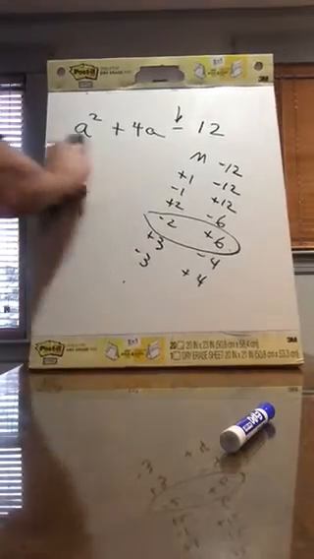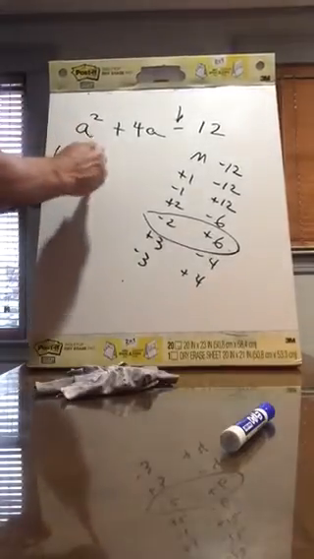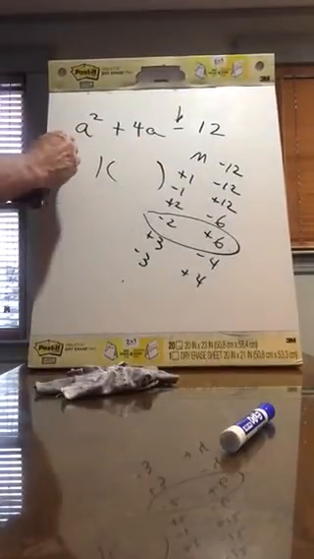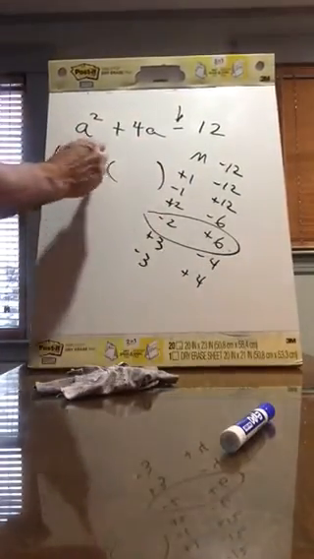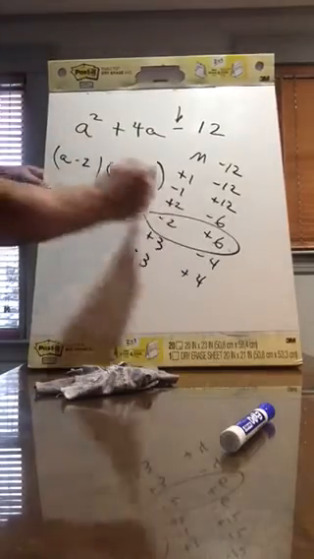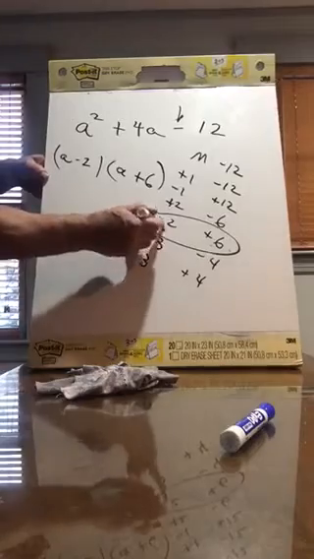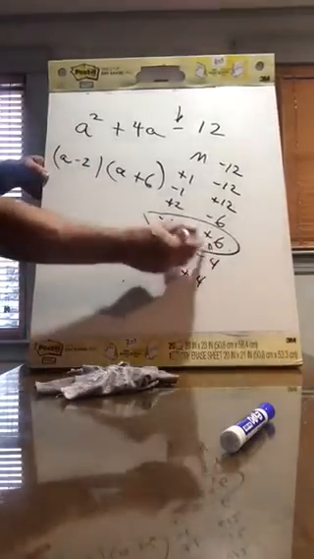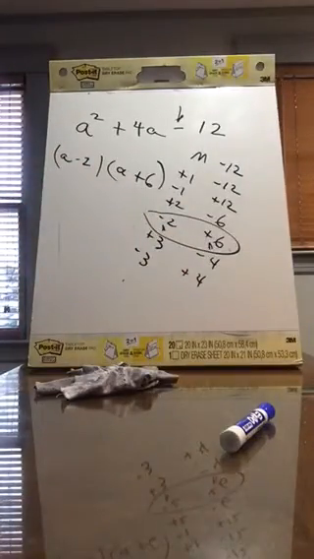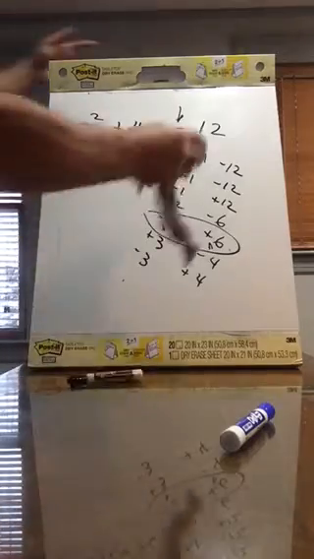So, our answer: a minus 2 and a positive 6. How did I know minus 2 plus positive 6? That's what it says, minus 2. That's what it says, plus 6. Let's do another one with the negative there.